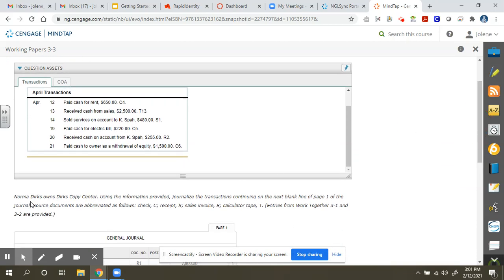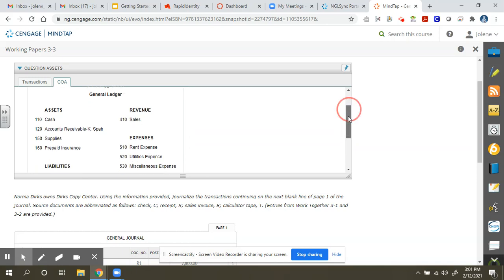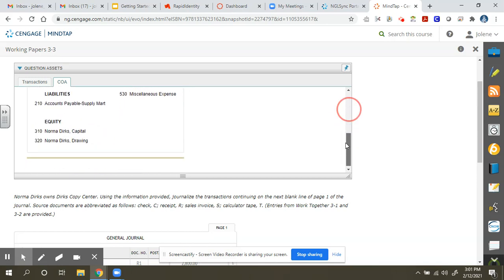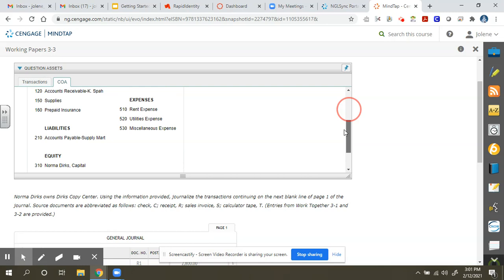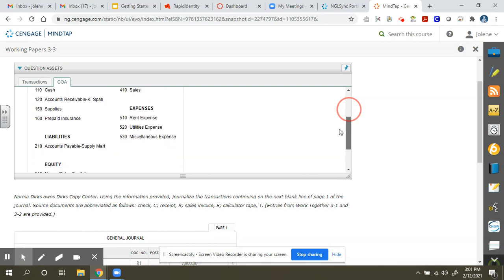So today we have, this is still Norma Dirks. We started Norma yesterday, and we had 4 or 5 transactions for her yesterday. Now we have some more transactions for her. It's still Norma Dirks Copy Center. Her chart of accounts still looks the same. It's the very same accounts that we had before, only today we're going to be using more of them.